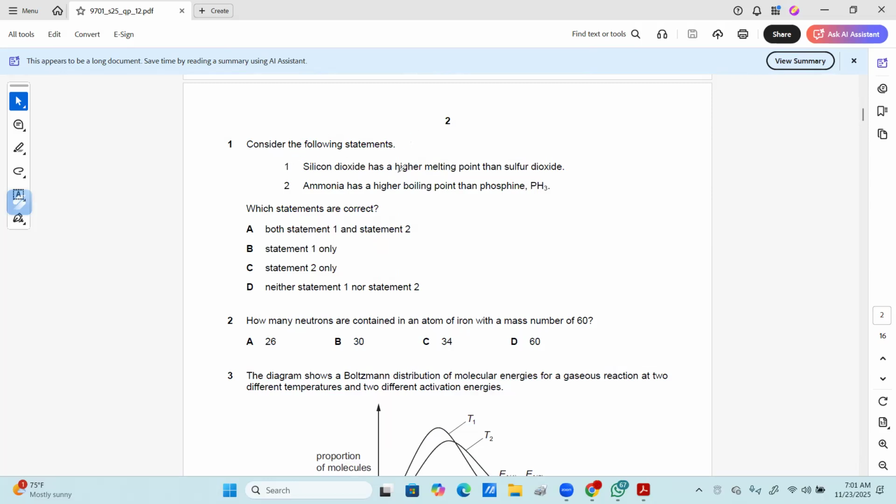Silicon dioxide has a higher melting point than sulfur dioxide. So we know, children, silicon dioxide has a giant covalent structure. Therefore, definitely it will have the highest melting point. Sulfur dioxide forms a simple molecular structure. So the first statement is correct.